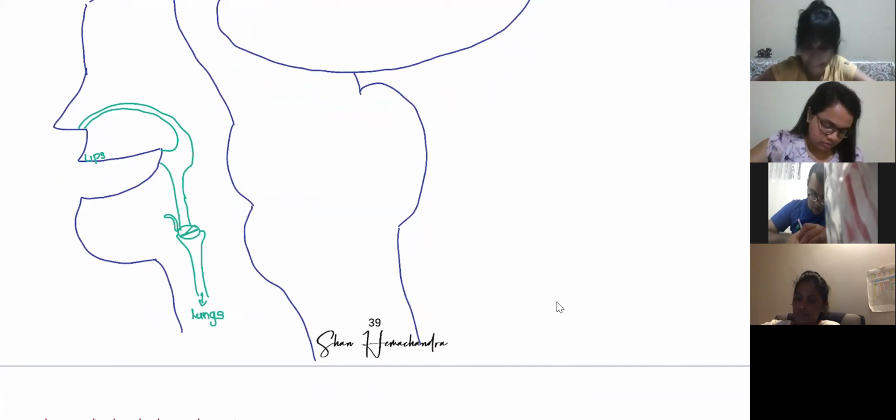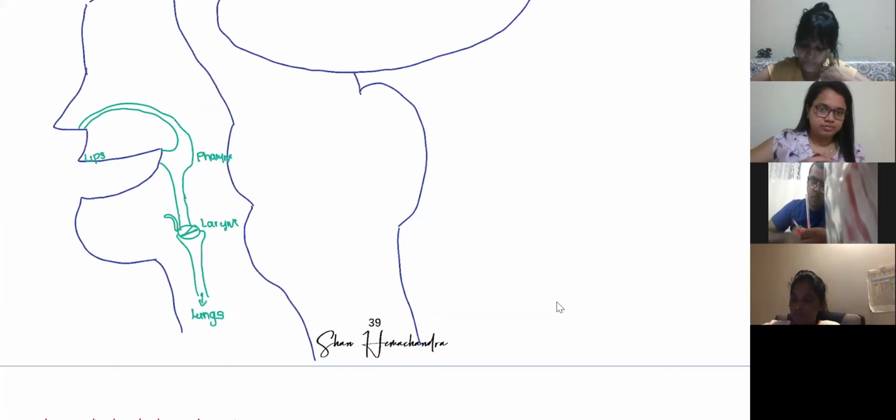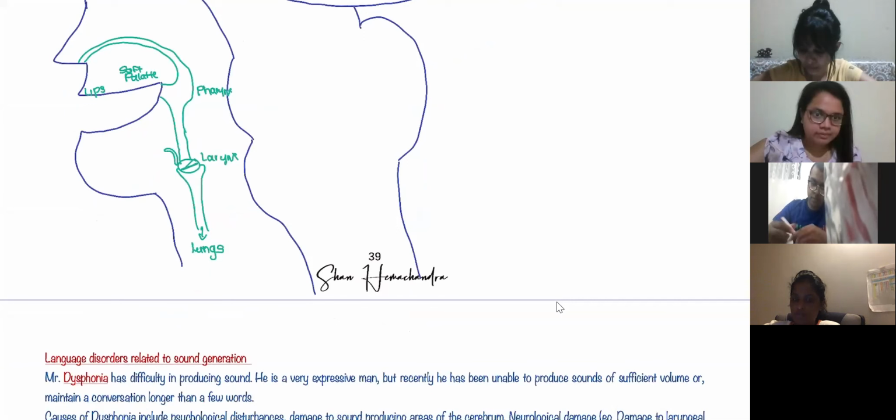We have the pharynx. Then we have the larynx. And we have the lungs. Okay. We have the soft palate. Okay, soft palate. All these structures, actually, sorry, guys, this comes here. Sorry, soft palate, all of these.